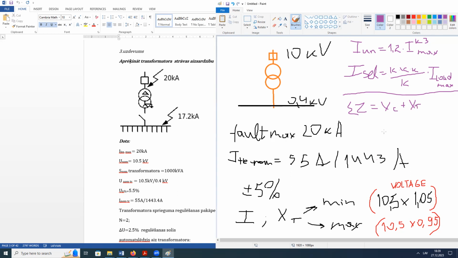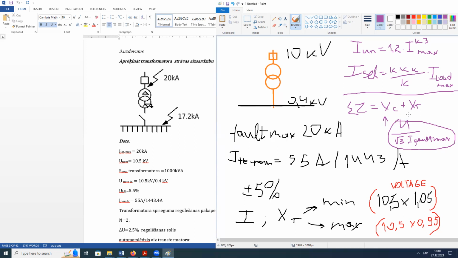For XC calculation, we use the current value before the bus. So the voltage will be 10.5 kV, right, sir? Maximum.